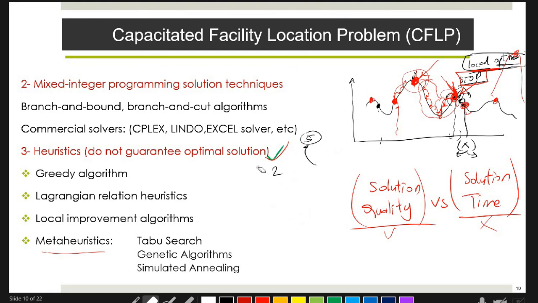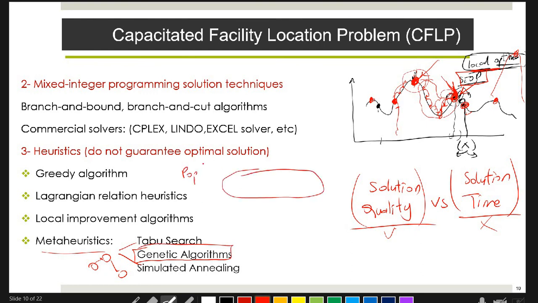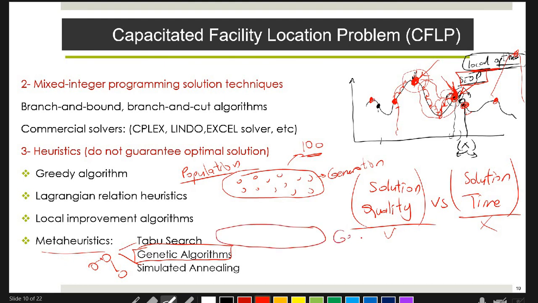Genetic algorithms and evolutionary type algorithms are a little bit different from these others, because as I told you, in tabu search and simulated annealing, you start from one solution and jump to another solution and jump to another solution. But in genetic algorithms, you have a population of solutions, not a single solution, but a number of solutions. Let's say 100 different solutions, and we call it a generation. Then from this generation you move to a new generation.